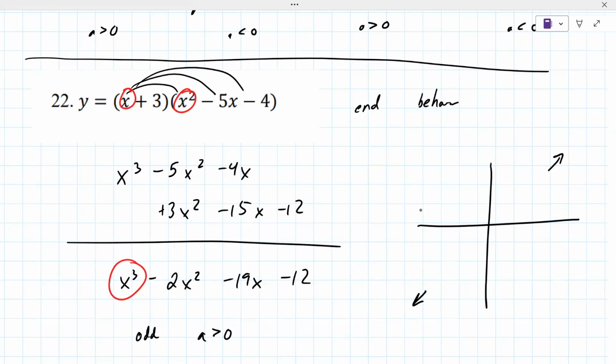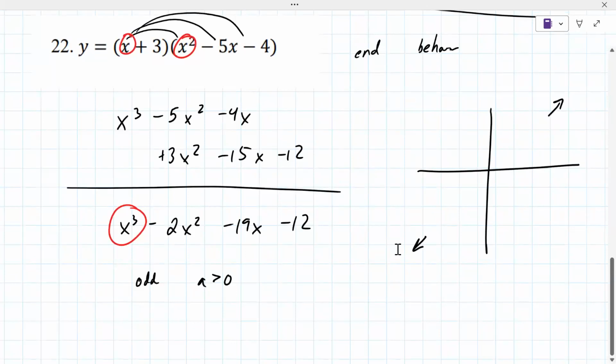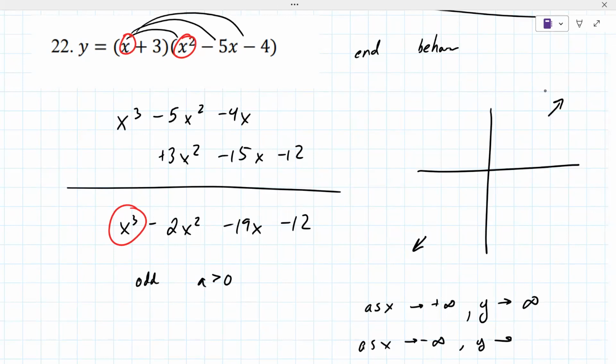So could you give me the end behavior for this, please? So as x is positive infinity, that's to the right, so that's this one up here. y in this case would be positive infinity. And then let's go the other direction. As x goes to negative infinity, y goes to negative infinity. Very good.